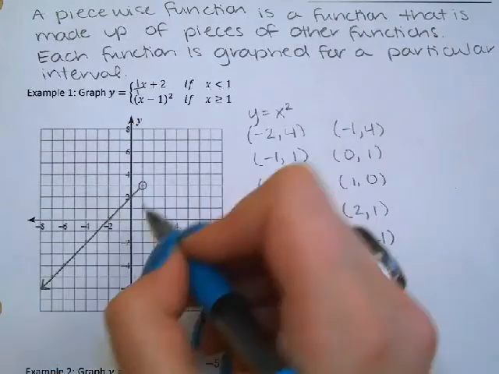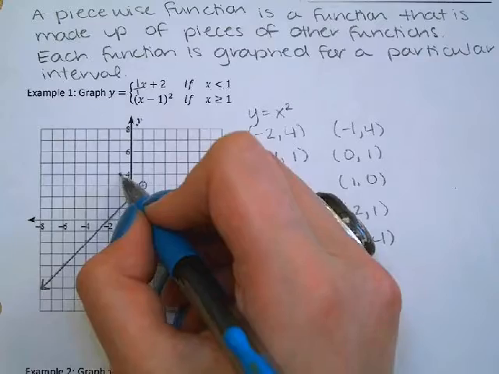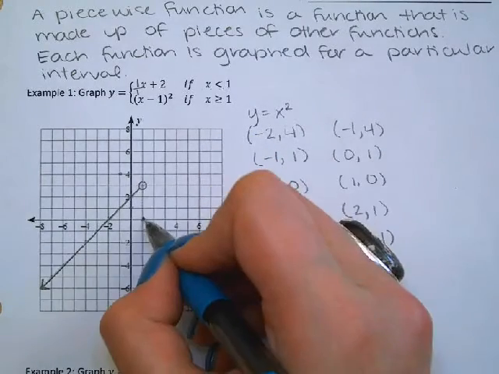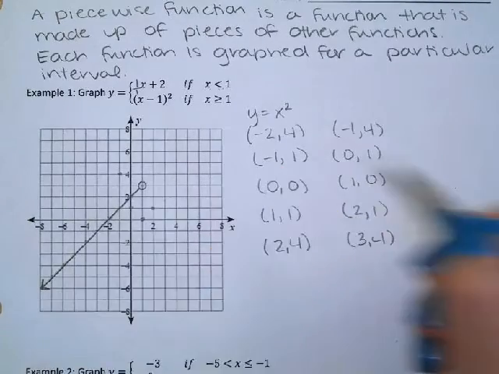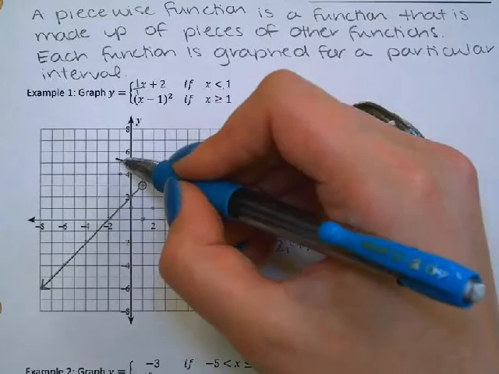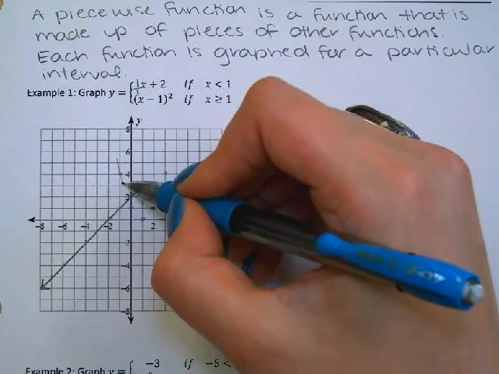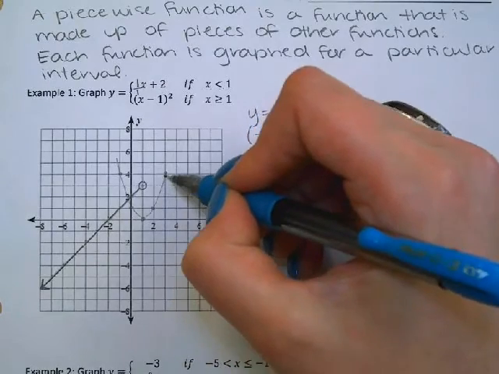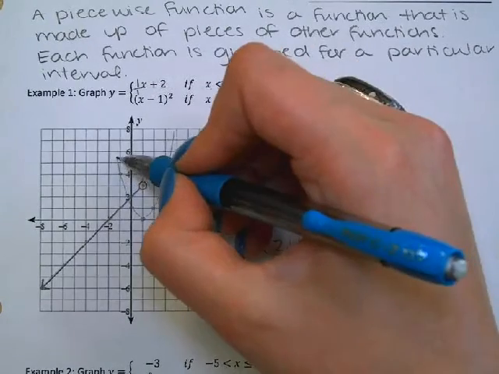So I have the point -1, 4. Again, I'm doing this lightly. 0, 1, 1, 0, 2, 1, and 3, 4. And so I'm going to go ahead and draw this parabola very lightly.